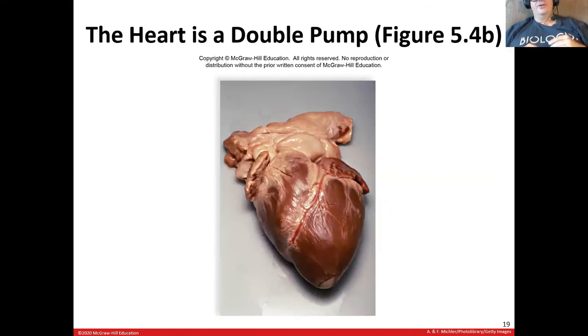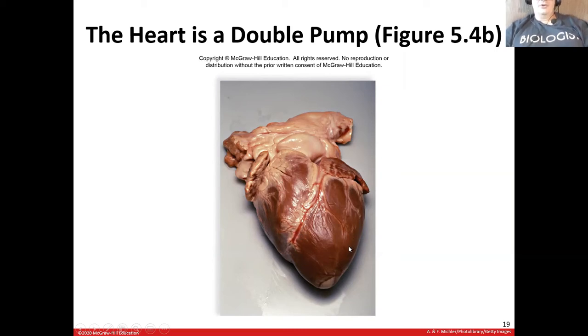All right, so double pump. We have, where is my mouse? Here. We have the atria contracting, and they push blood into the ventricles. All right. Then the ventricles contract, and we push blood. Now, this, I don't know why they chose to show you the backside of a heart, but you're looking at the backside. So what's over here is the right side, and what is over here is the left side.